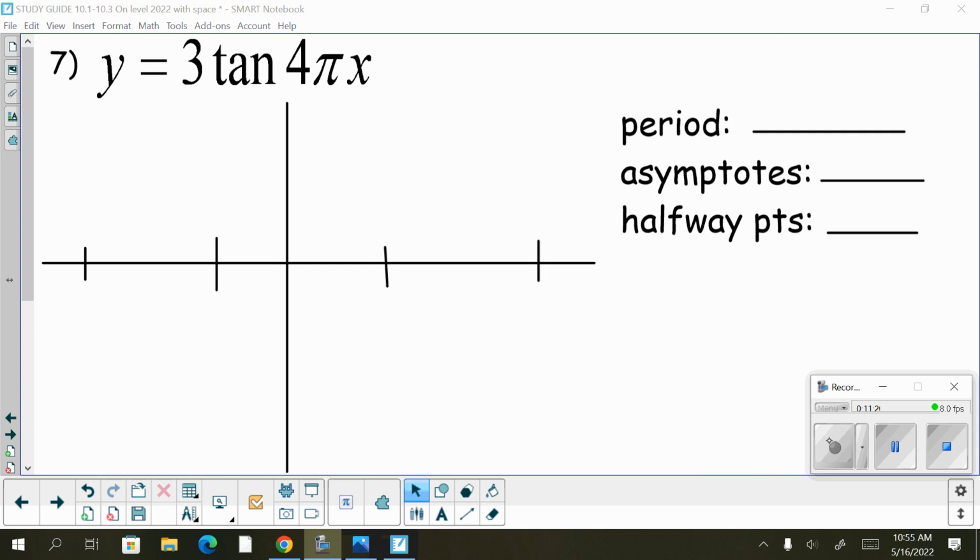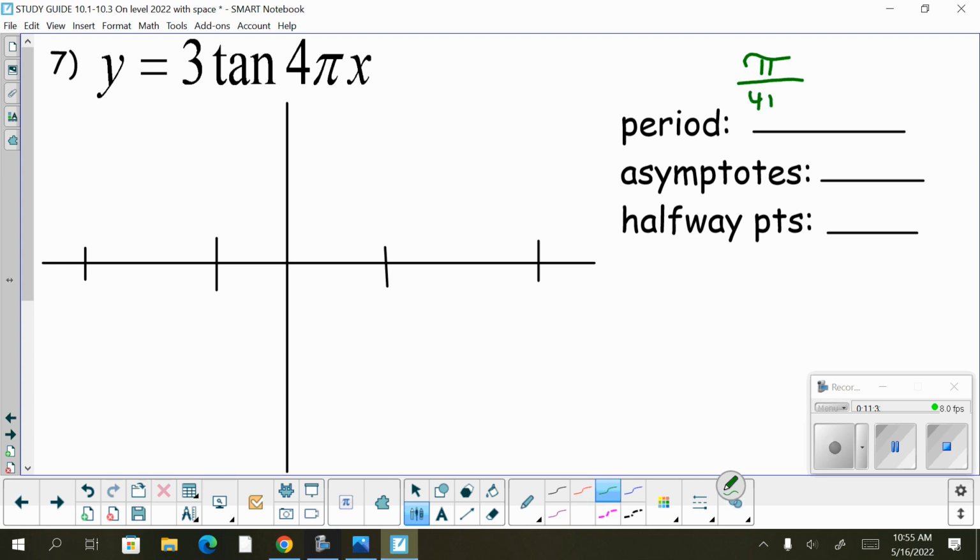Another tangent graph. All right. This doesn't have any right, left, or up, down shifts. This is a straightforward, easy tangent graph. The period is going to be pi over b. The pi's will cancel, so it's just a 4th. That makes your asymptotes plus or minus 1/8. And your halfway points half of 1/8. So 1/16, comma, a, and -1/16, negative a.